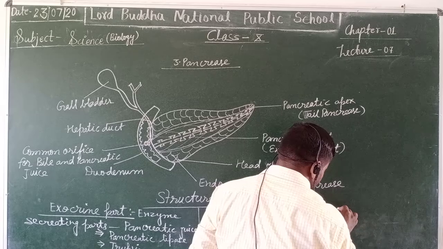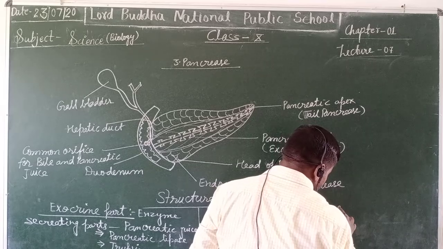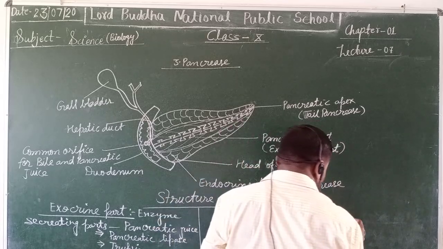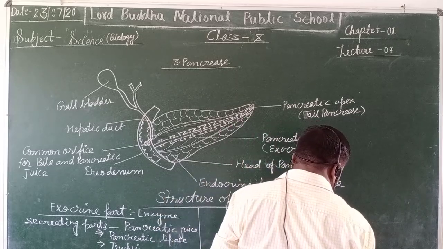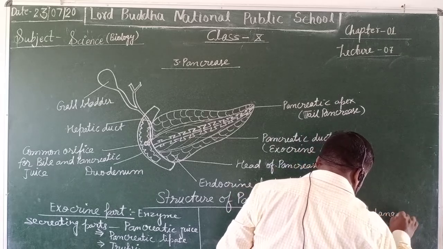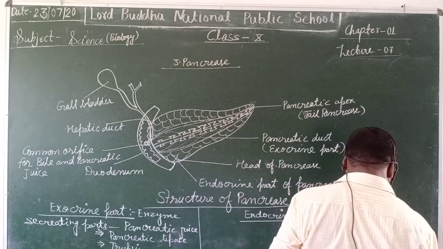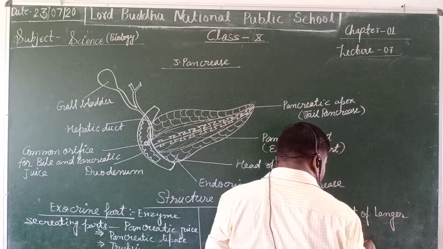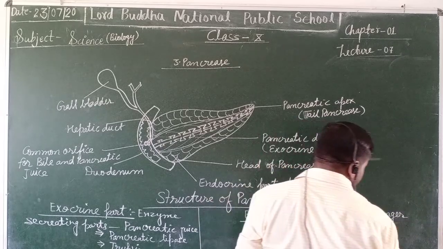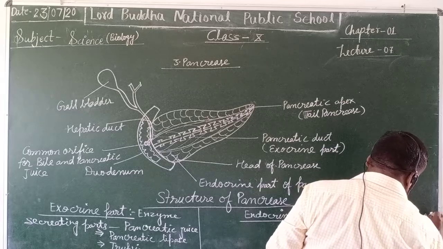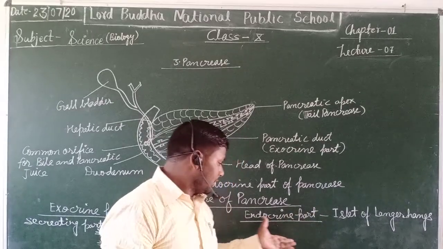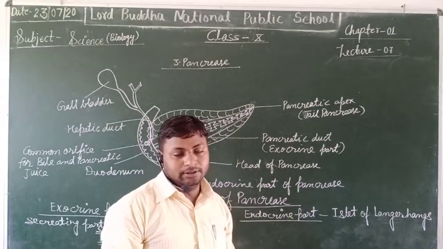This question will be very useful from the point of view of board as well as competitive examinations, because it is always asked in such examinations: where are the islets of Langerhans situated? Then you can easily answer: in the pancreas, or you can say the endocrine part of the pancreas.